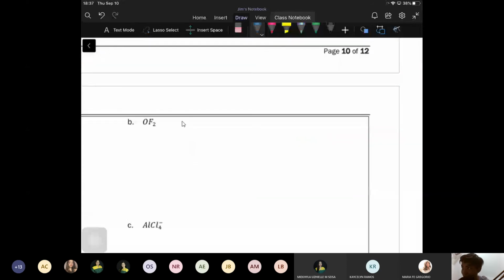Is this a violation of octet rule? Di ko sure. Pero tignan natin. Kailan nagkakaroon ng violation sa octet rule? Yung isa doon ay expanded octet, di ba? So sabi sa expanded octet, kapag third period pababa, magva-violate yun ng octet rule. Ang oxygen ay nasa second period. So ibig sabihin, this will not violate the octet rule. So walang violation dyan.